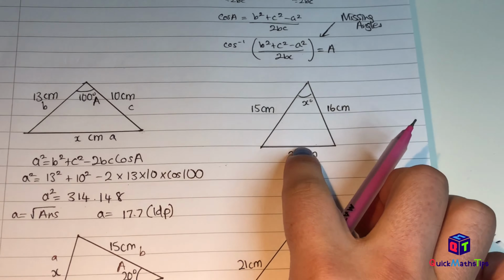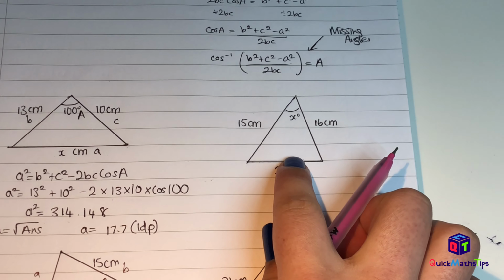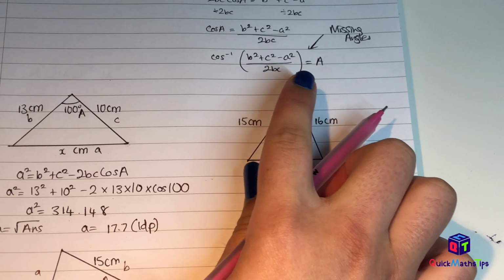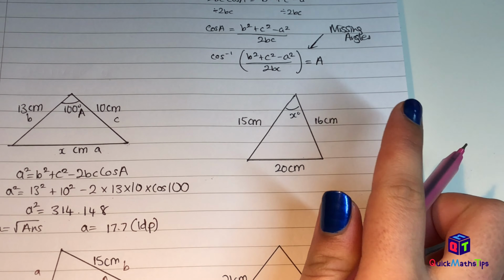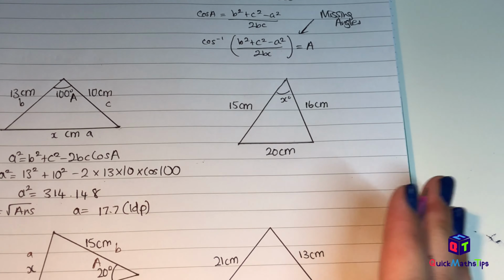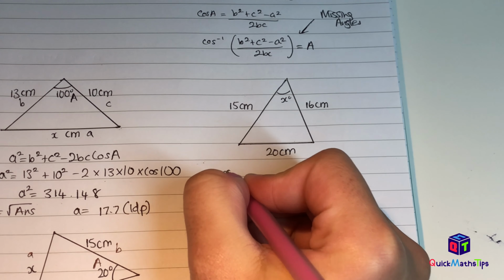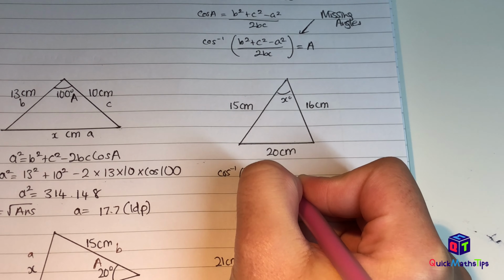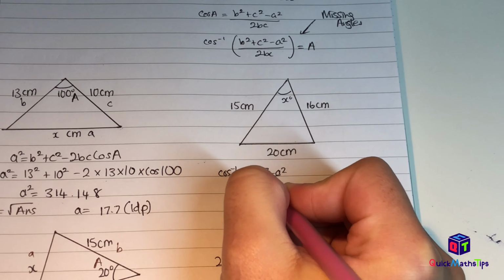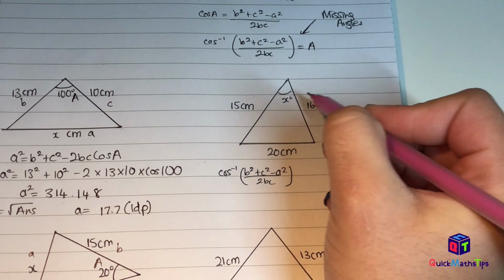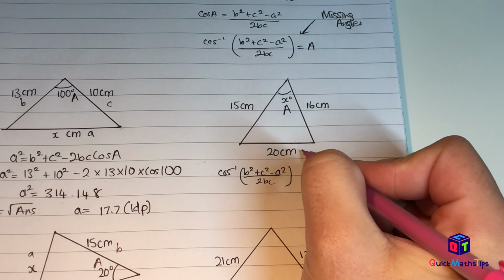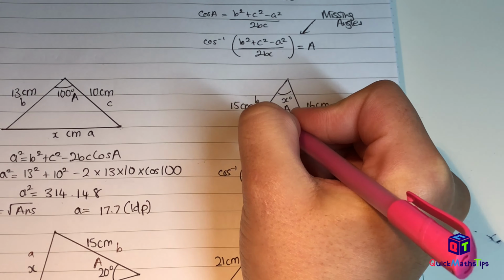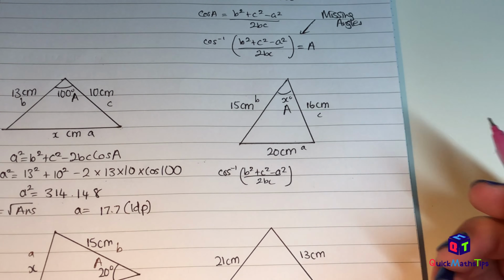Now you can see we've got a missing angle in this triangle, and our missing angle formula is shift cosine, b squared plus c squared minus a squared divided by 2bc. So I'll write it down. Shift cosine, b squared plus c squared minus a squared divided by 2bc. And I'm going to label my triangle. The angle is always capital A, the side opposite lowercase a, and the other two b and c. It doesn't matter which one's which.